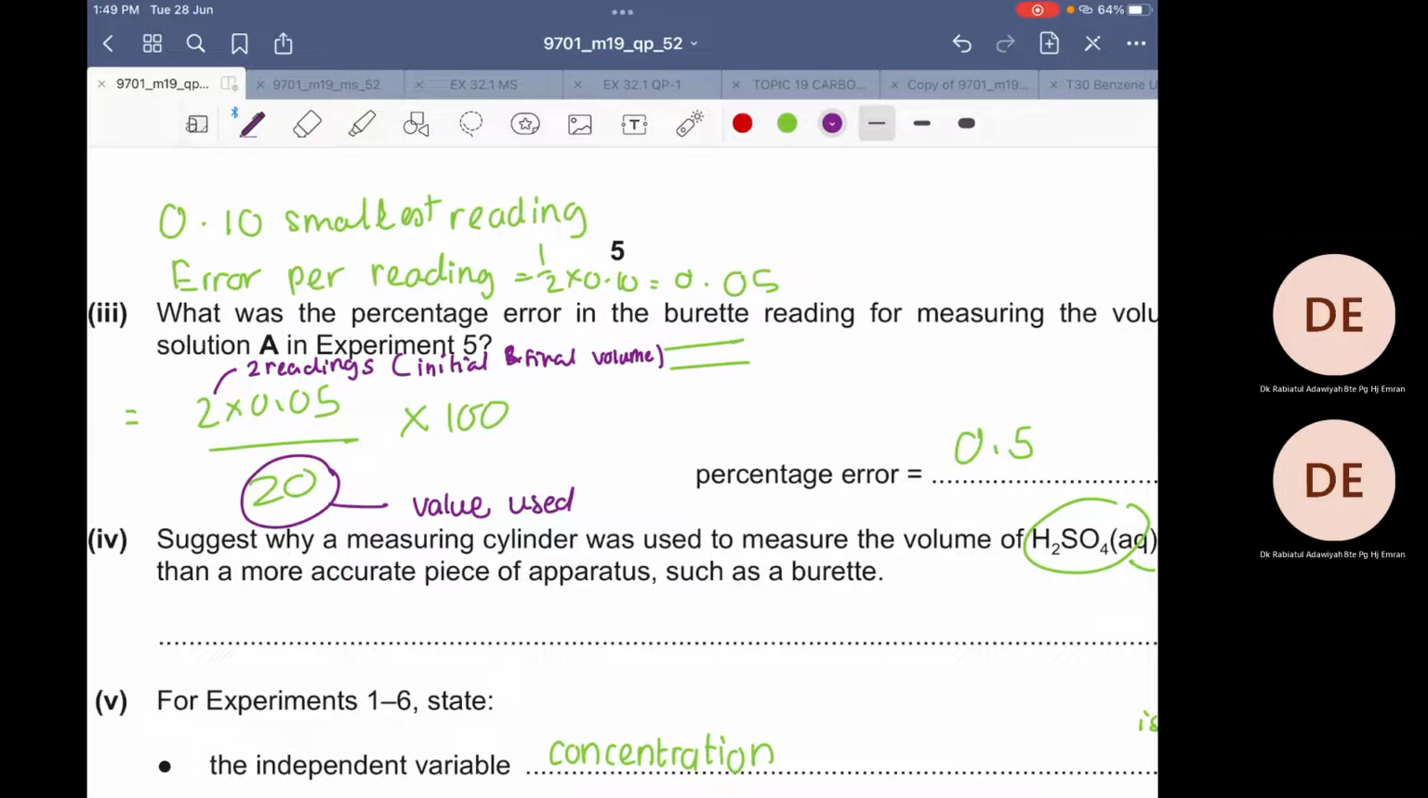0.500% if you want to leave your answer to 3 significant figures. Are we all okay so far?